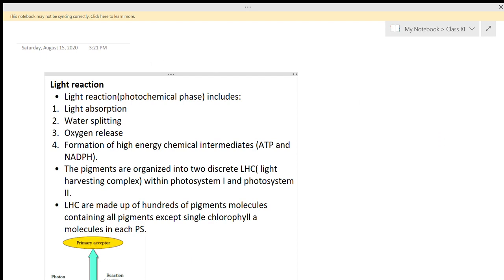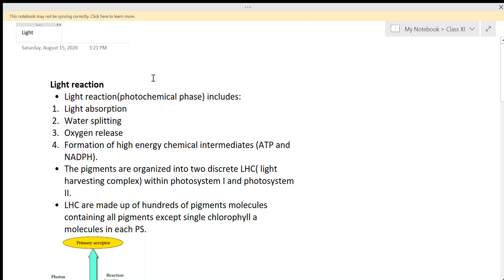Hello students, in the previous class we discussed that photosynthesis involves two reactions, the light reaction and the dark reaction. Now this light reaction includes the following events. Number one, light absorption. Number two, water splitting. Number three, oxygen release. As we know, the light reaction takes place by the absorption of sunlight, so we can say that it takes place in the presence of sunlight.